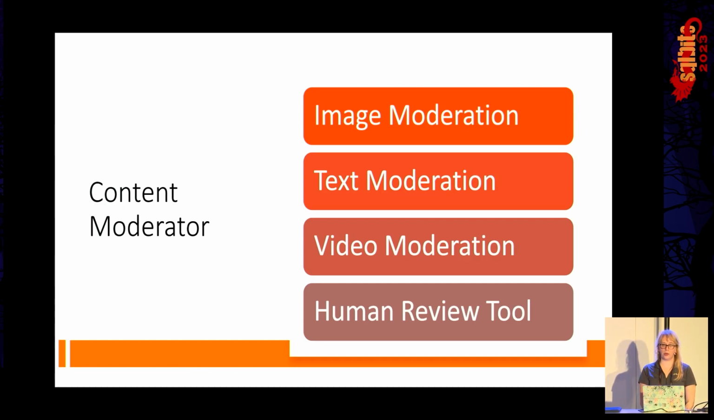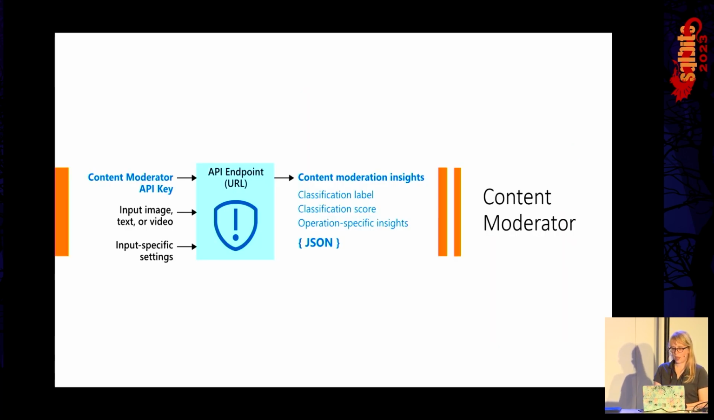There's also a content moderator. In content moderator, there are other things like image, text, video, and there is also a human review tool. It's because sometimes a lot of things are going on, but we still need a person who will check if this is correct or wrong. OK, we can trust the AI, but as we know, sometimes it's not working as expected. And with content moderator, again, we create a key, we have an API endpoint, and everything goes through the AI that is inside.